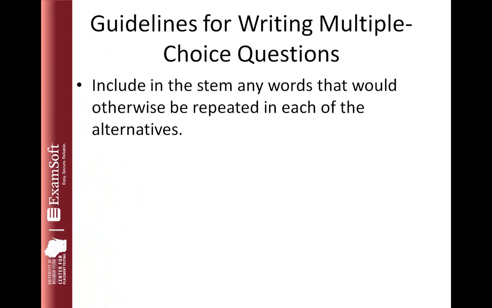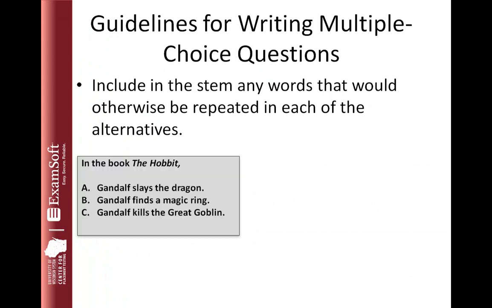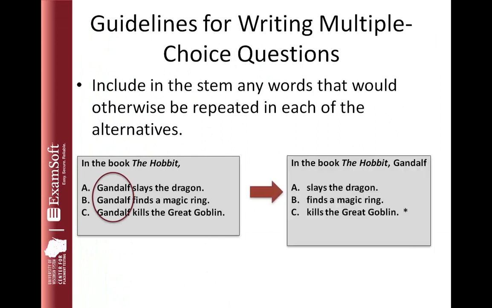We want to include in the stems any words that we otherwise would just simply be repeating in the alternatives. So in the book The Hobbit, Gandalf slays the dragon, Gandalf finds a magic ring, Gandalf kills the great goblin. Instead of repeating Gandalf every single time in each of the options, we just want to move that up to the top and add it into the item stem.